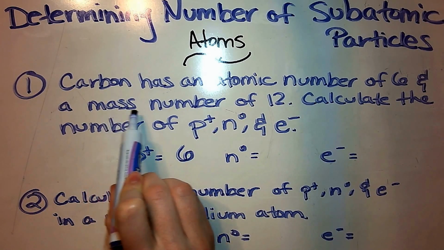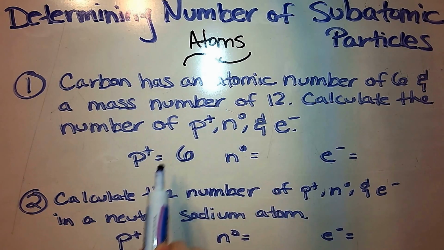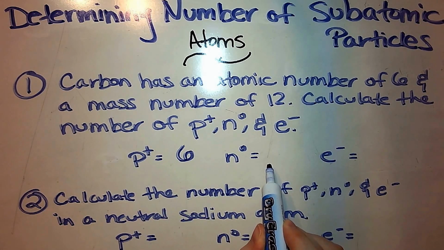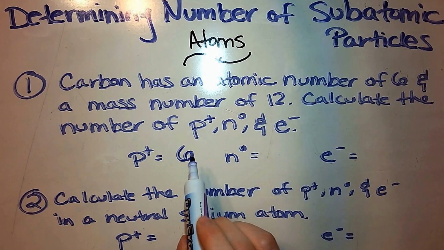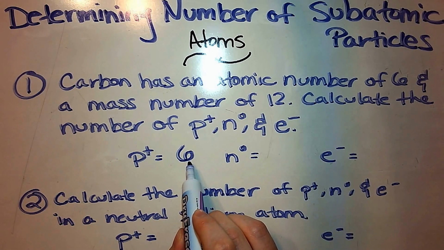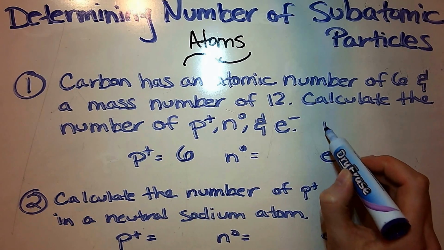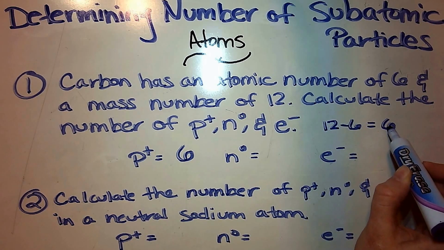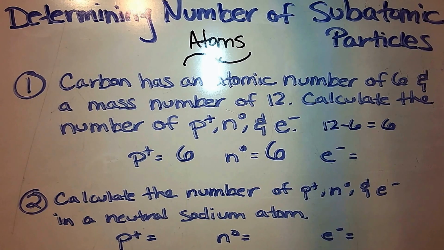Now with mass number, you may remember that the mass number is equal to the number of protons plus neutrons. So if my mass number is 12, and I have 6 protons, I'm going to find the difference between those two to find my number of neutrons. So 12 minus 6 gives me 6. So I have 6 neutrons.